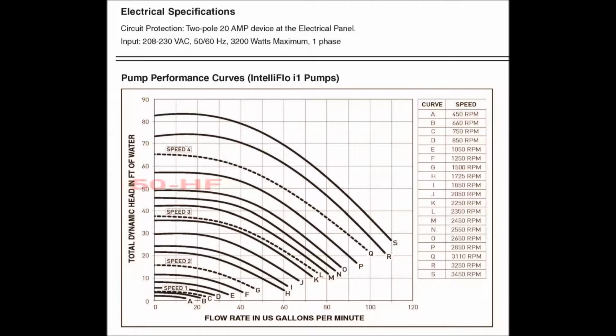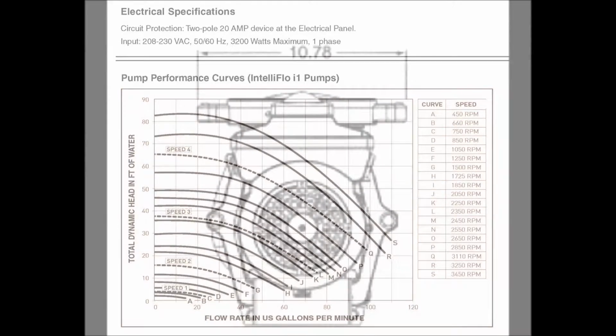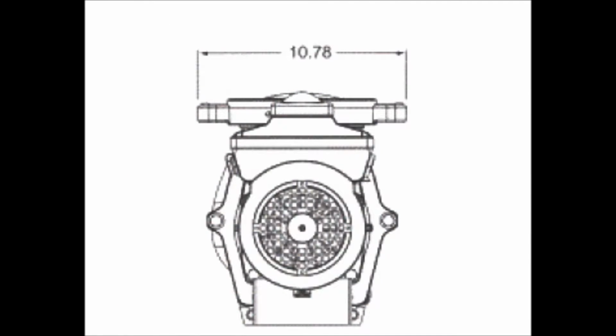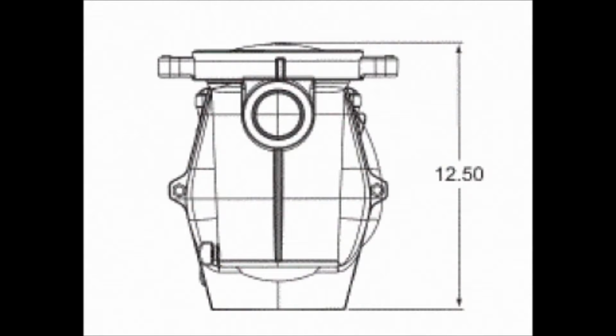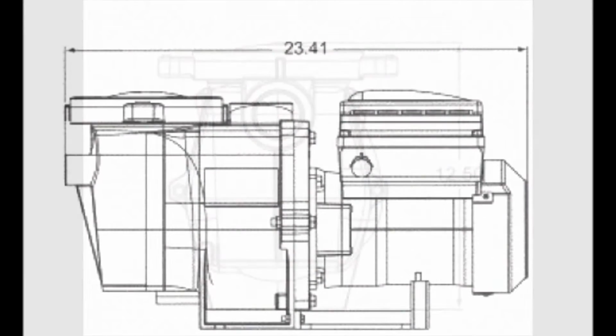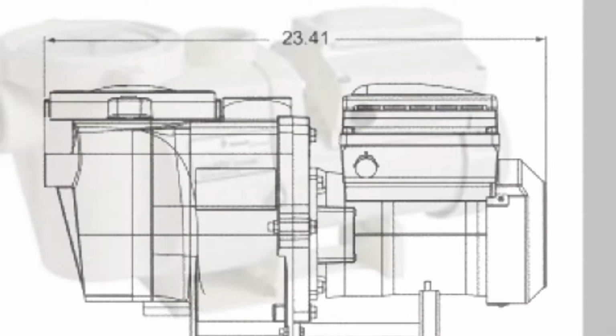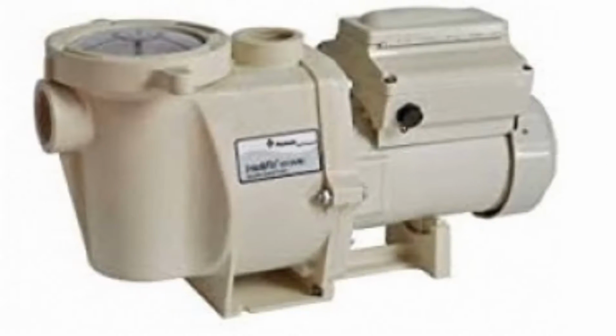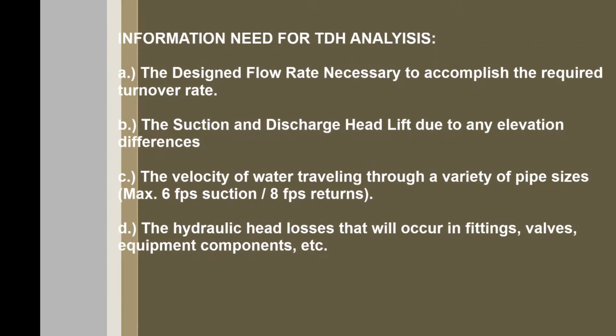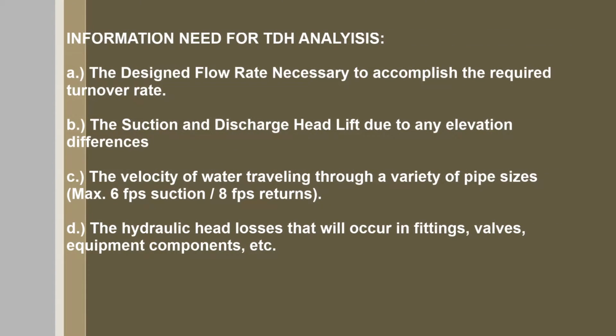The code indicates that a high rate sand filter's pump needs to provide at least 60 head feet. The pump's ability to produce pressure is termed head feet. Total dynamic head, as the pump curve indicates here, isn't how TDH is calculated. TDH is calculated from all the total hydraulic head losses in the plumbing system that are arrived at when considering the following. A. The design flow rate necessary to accomplish the required turnover rate. B. The suction and discharge head lift due to any elevation differences.